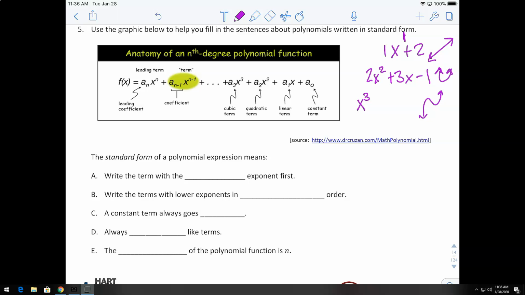We do need to understand that the standard form of a polynomial is written with the highest exponent first. So you can see that the 2 got written first, the 3 would be written first. If I had x to the 5th plus 7x to the 7th, that would be incorrect. We would have to switch these. That 7x to the 7th would have to go in front. It needs to go in order of highest first.